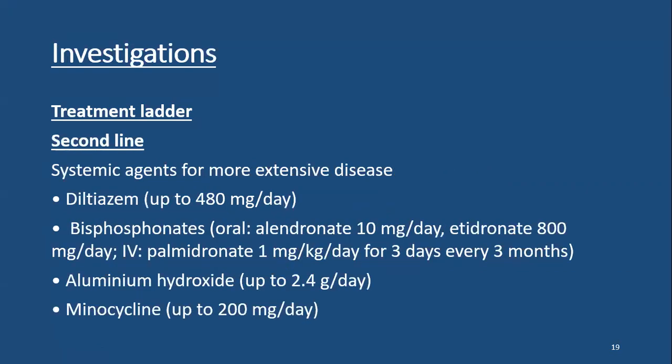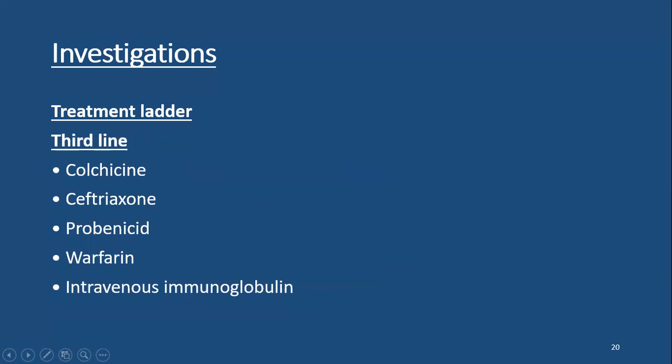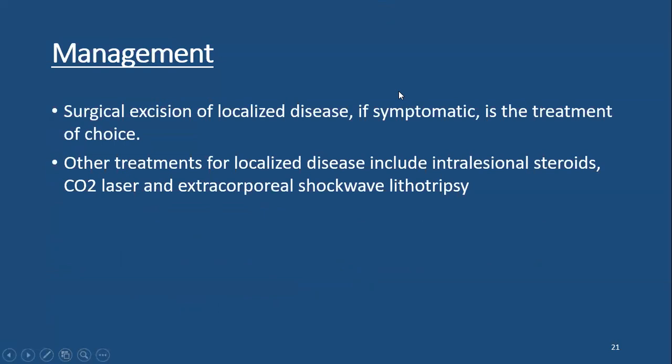Second line treatment, mainly given for extensive disease: diltiazem up to 480 mg, bisphosphonates, aluminum hydroxide, and minocycline 200 milligrams per day. Then comes the third line treatment. They include colchicine, ceftriaxone, probenecid, warfarin, and intravenous immunoglobulin. Surgical excision of localized disease is the most appropriate choice. In addition to CO2 ablative laser, extracorporeal shock wave lithotripsy is also one of the treatment modalities.